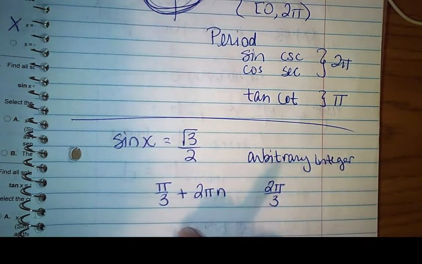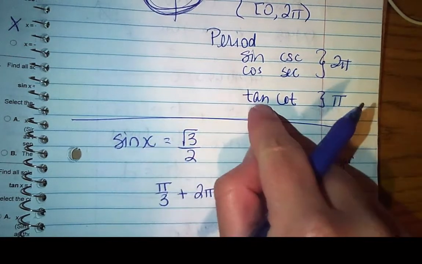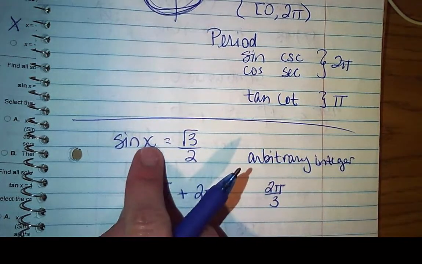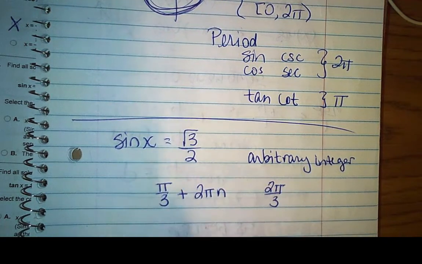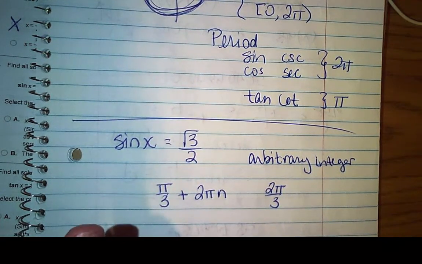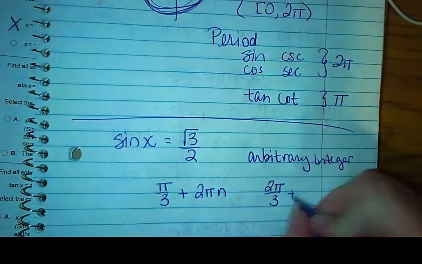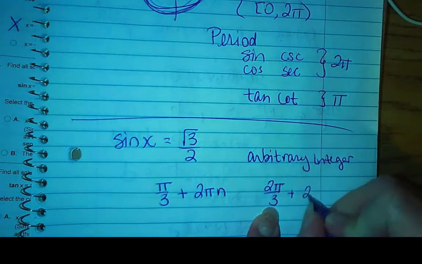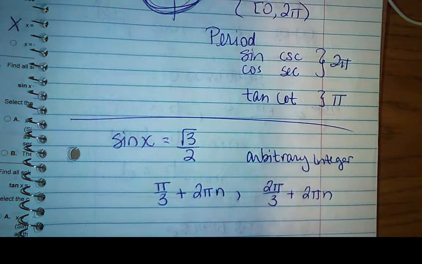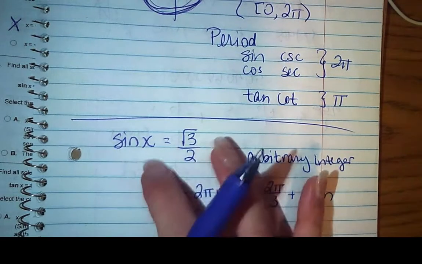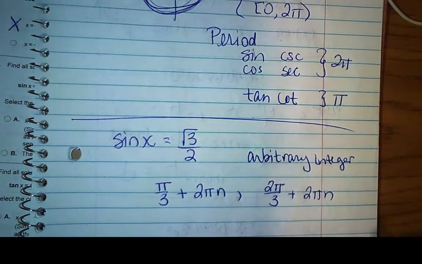And so that's what we need to realize, that if I'm working in terms of tangent or cotangent, then I'm not going to use 2 pi times n. I'm going to use 1 pi times n. Otherwise, it's 2 pi n. So this is the other place it happens in one lap. So I've got 2 pi n. So those are your two generalized solutions for where sine of x equals a ratio of root 3 over 2.